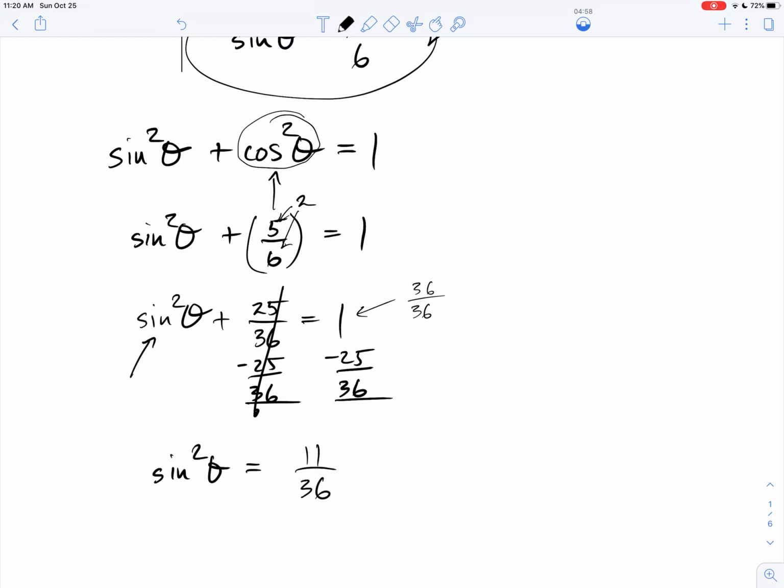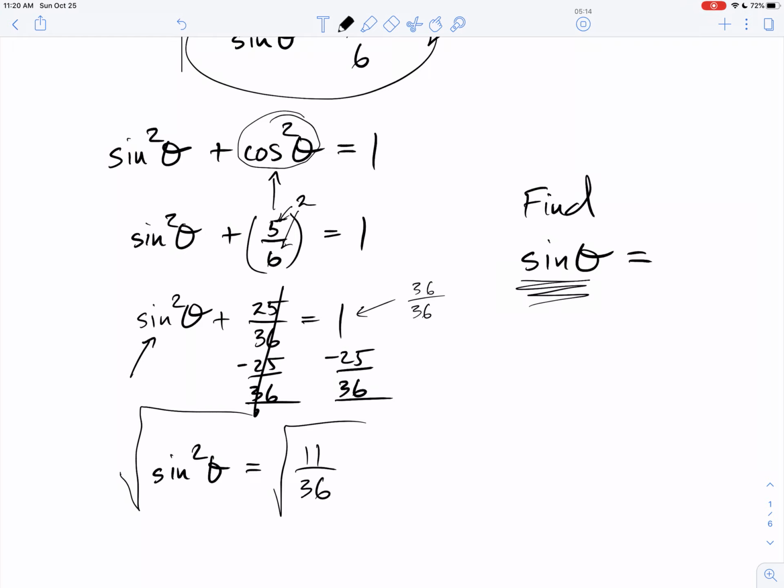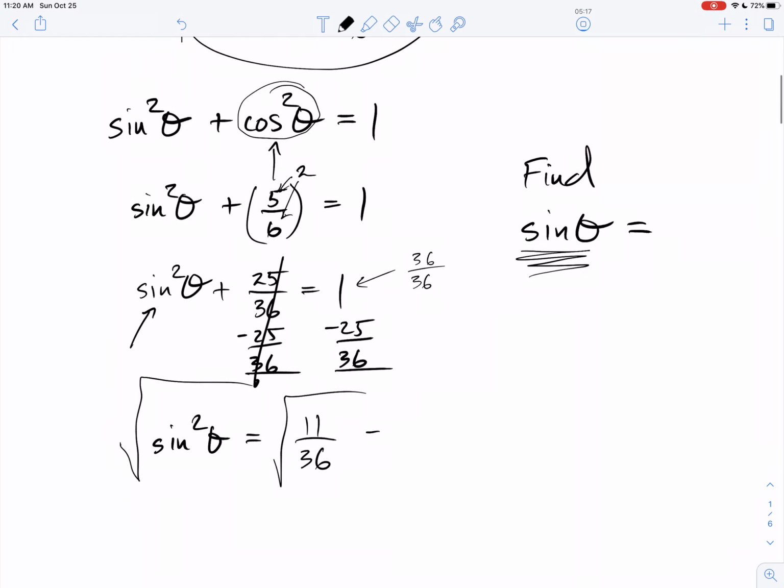And then I don't want sine squared theta. Remember, the original question said find sine theta. So I would then take the root. If I take the square root of sine squared theta, I get sine theta. On the other side, though, I would have plus or minus the square root of 11 over the square root of 36. And then I'd say, wait a minute, that's the same thing as 6. So I would say square root of 11 over 6.